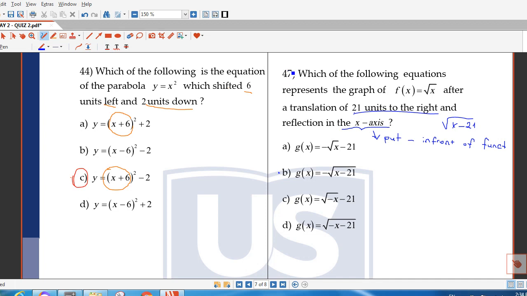Quiz 2, question 47. F of x is square root of x after translation 21 units to the right and reflection in the x-axis. So order is important. First, it is shifted 21 units to the right. So there will be square root of x minus 21. And reflecting around the x-axis, we should put a negative sign in front of the function. So root of x minus 21, and we are going to put minus in front.